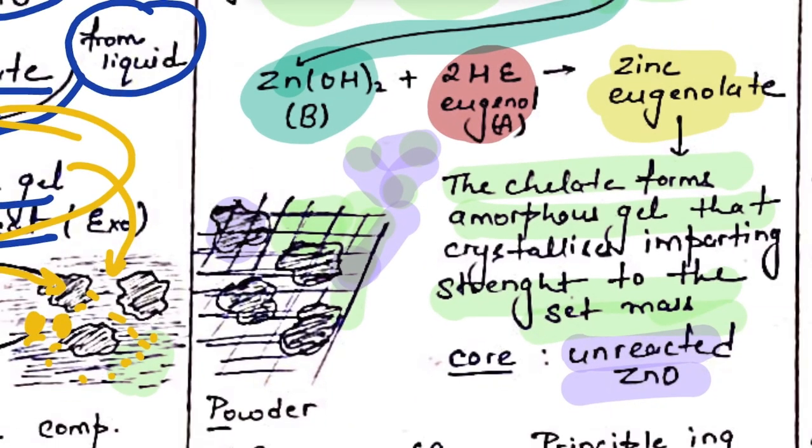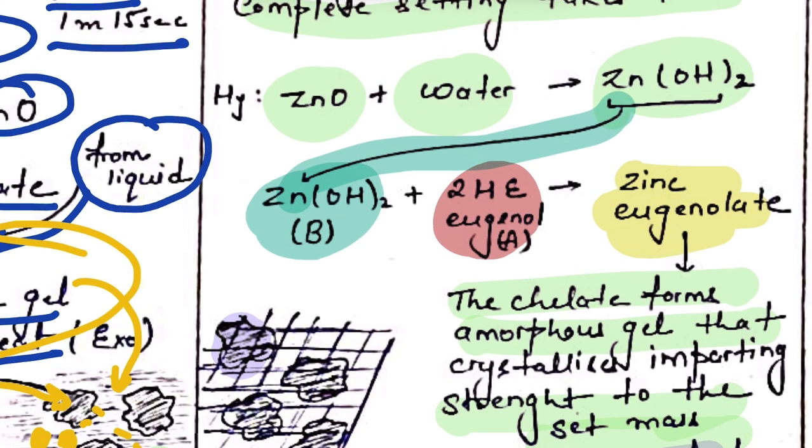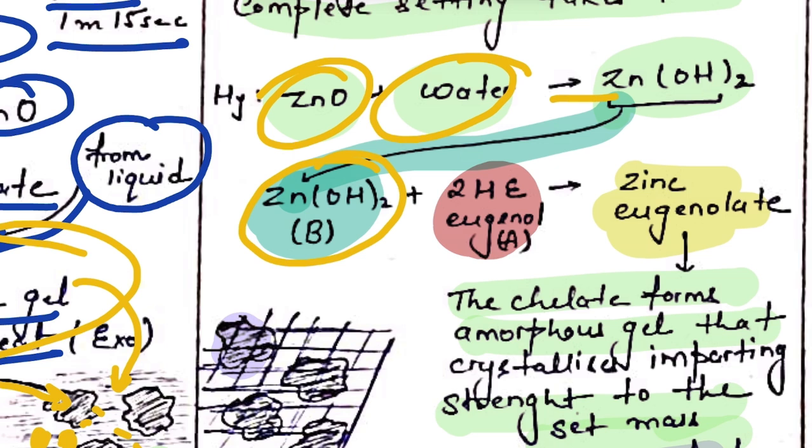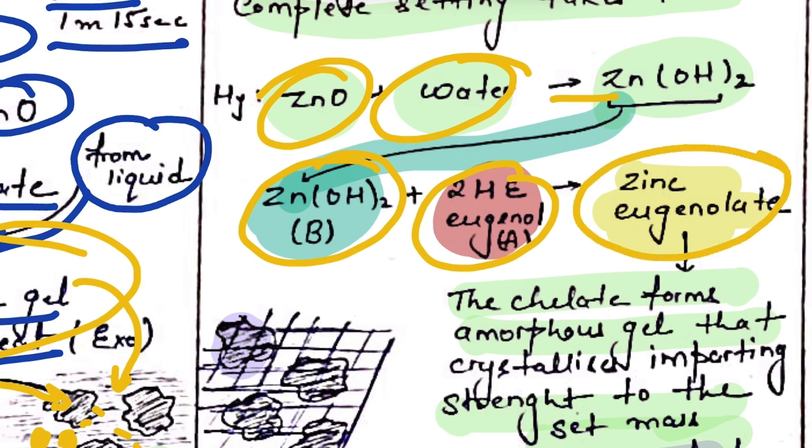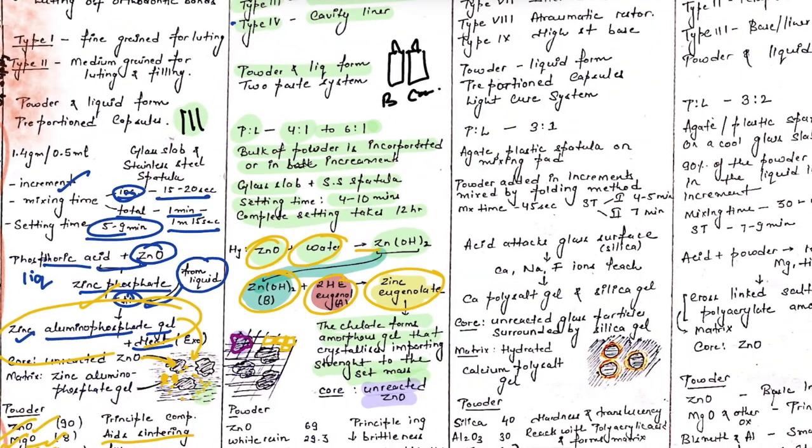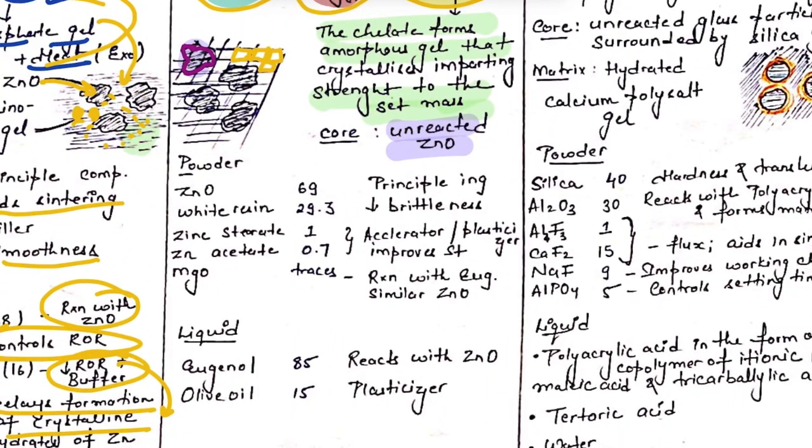If I zoom in over here to explain once again, first we had zinc oxide, and we reacted it with water to form zinc hydroxide. Then zinc hydroxide, which acts now as a base, reacted with eugenol to form zinc eugenolate. Each of these crystals is zinc eugenolate. It is a chelate. These chelates bonded together and crystallized to form this entire set matrix, and the unreacted ZnO formed the core. So this formed the entire set mass of this zinc eugenol cement.